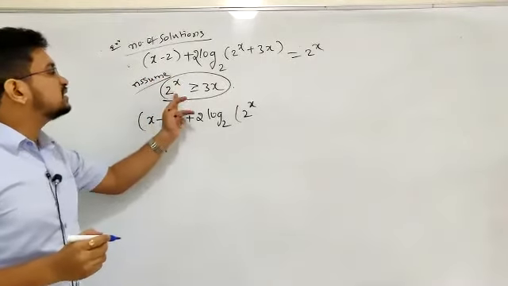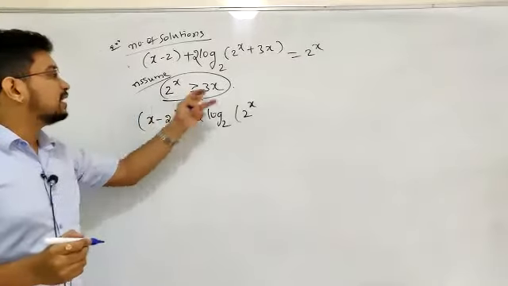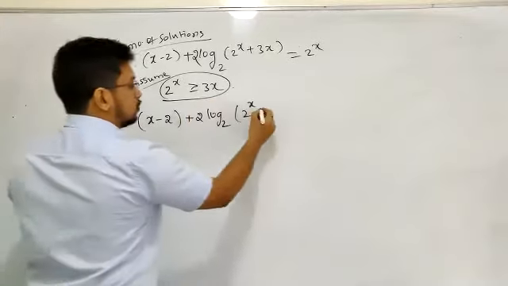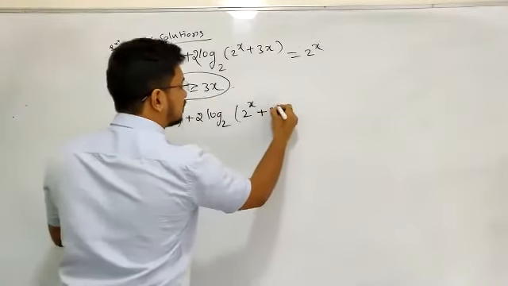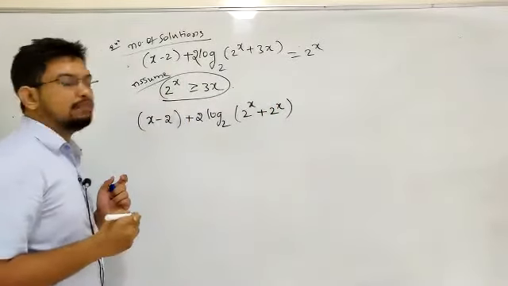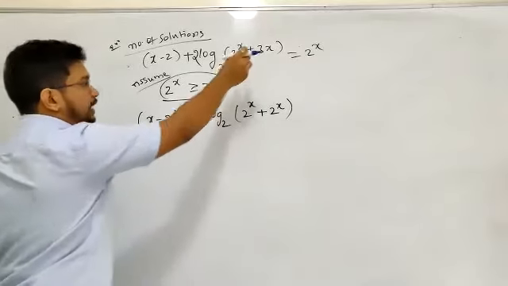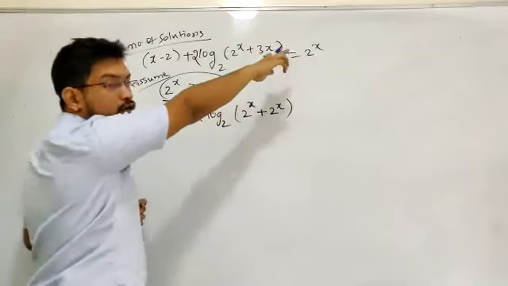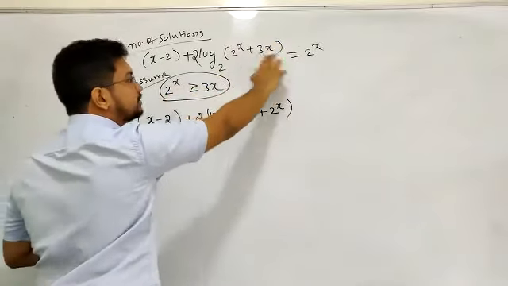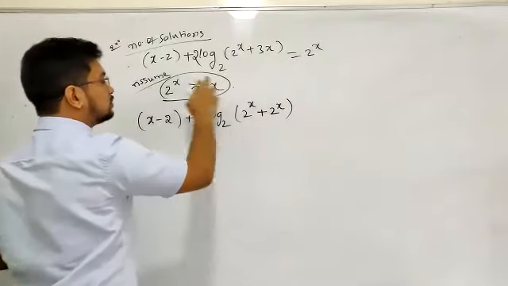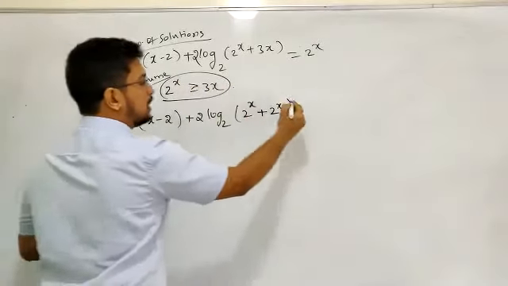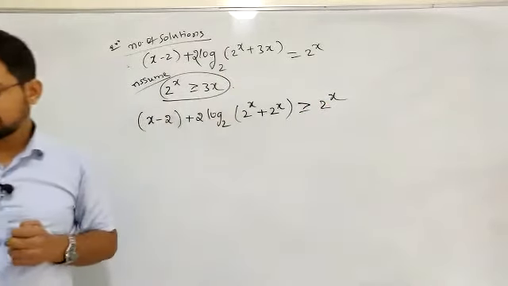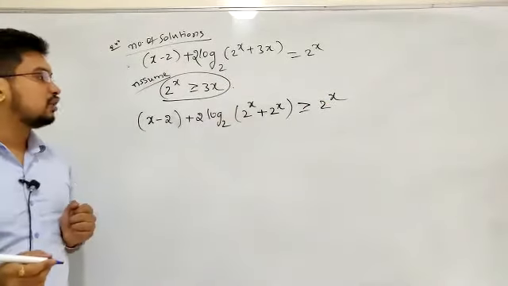So I'll replace this one with this. In place of 3x, I'll be writing 2 power x. And this 3x value is a positive quantity. When I'm writing this as 3x, this is equal to 2 power x. But as 2 power x is greater than or equal to 3x, if I write this value, this is greater than or equal to 2 power x.